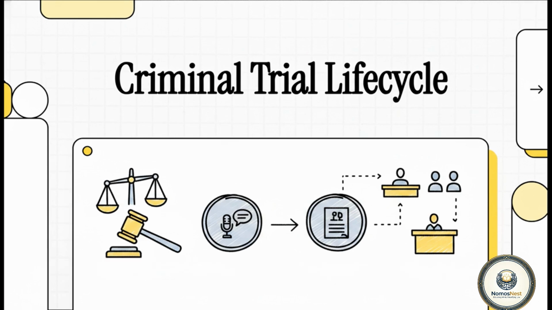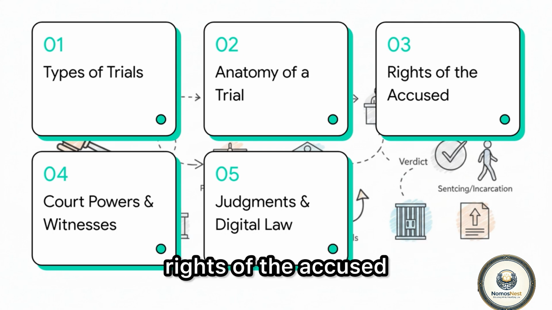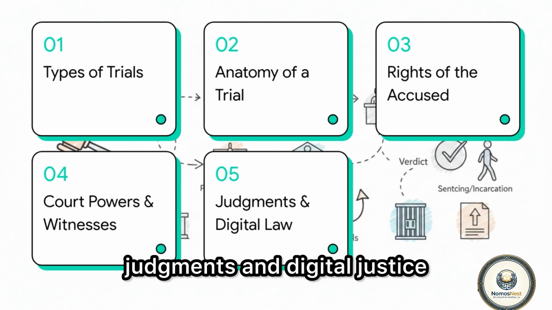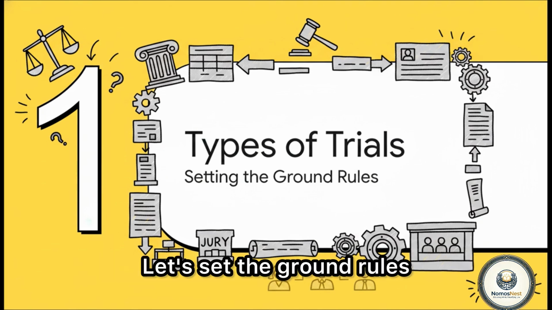Let's get to it. Here's our roadmap. We've got 5 main stops: types of criminal trials, the anatomy of a trial, rights of the accused, court powers and witnesses, and finally, judgments and digital justice. All right, Section 1, types of criminal trials. Let's set the ground rules.